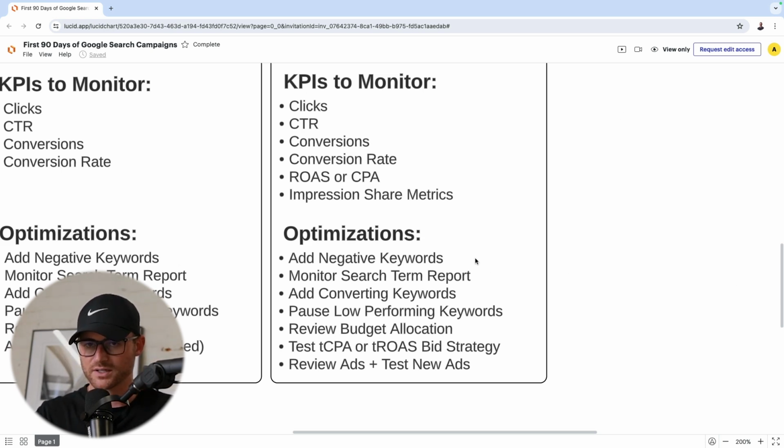Now, you're testing tCPA and tROAS bid strategy. You've got the volume now. Now you should be moving towards testing, going to a CPA cap or a ROAS cap.